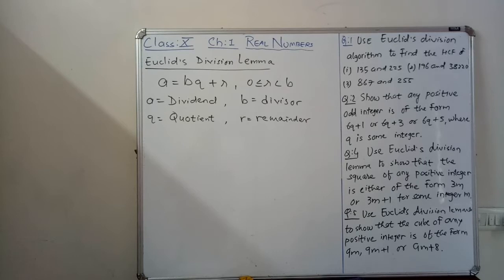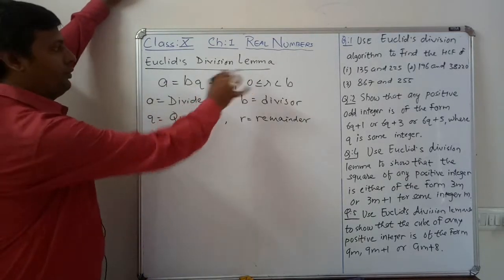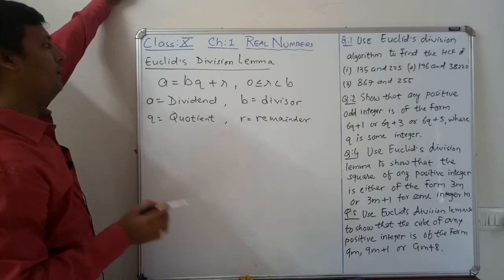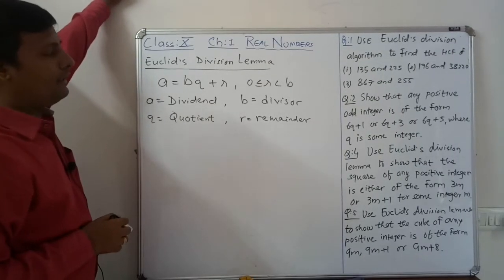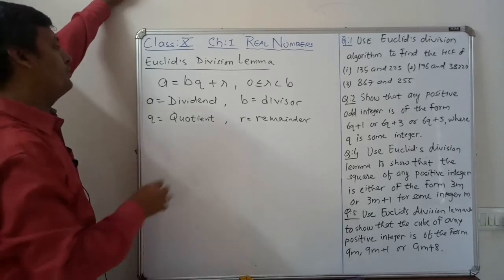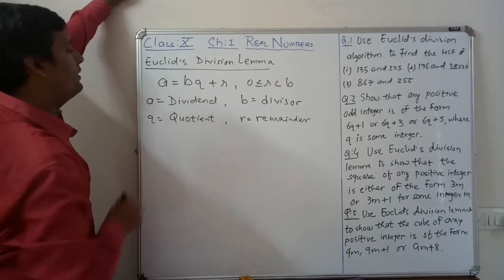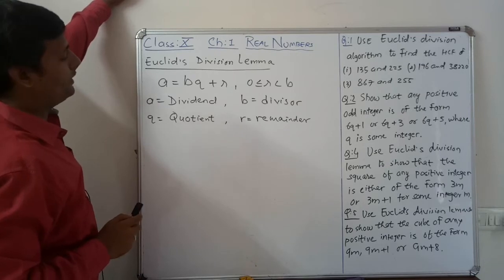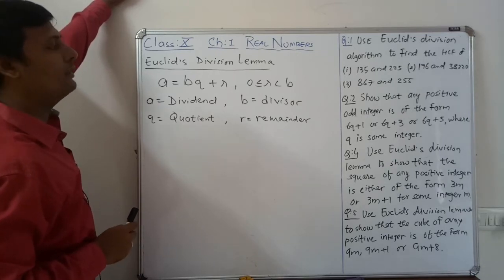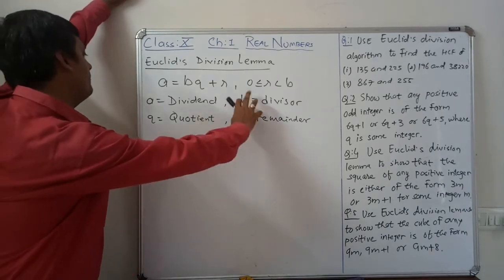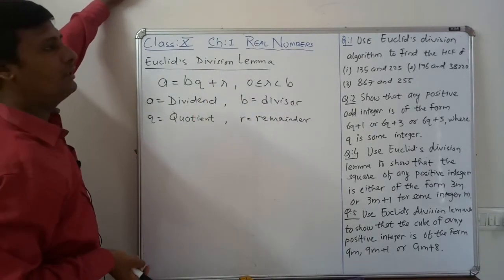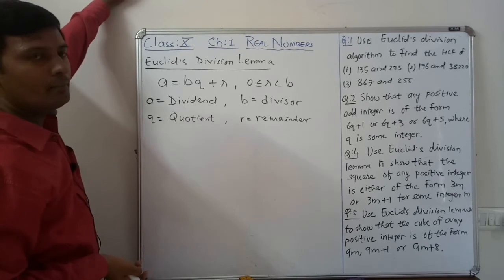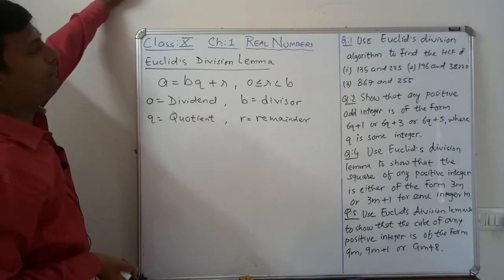Okay, children, so Euclid's division lemma: A is equal to B times Q plus R, where 0 is less than or equal to R, less than B. Here A means the dividend, B means the divisor, Q means the quotient, and R means the remainder. The remainder can be 0 or less than B. A is always greater than B. This is called the division lemma.